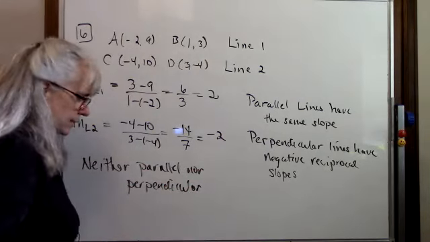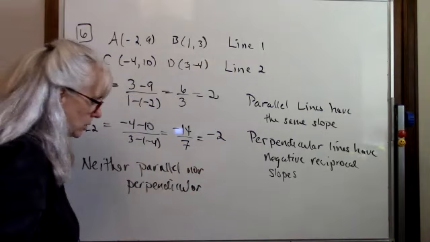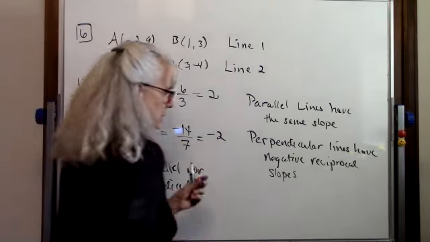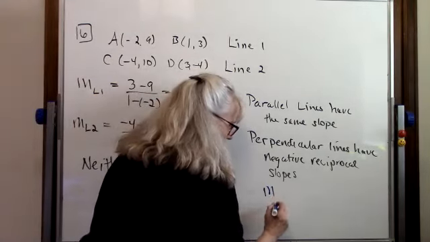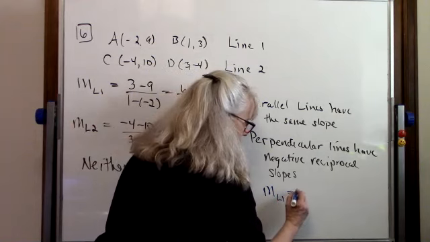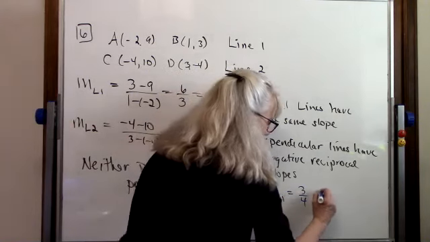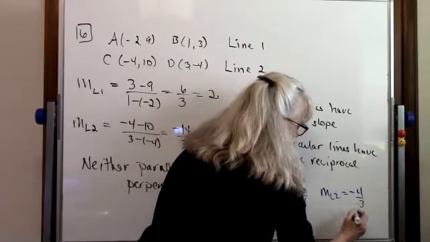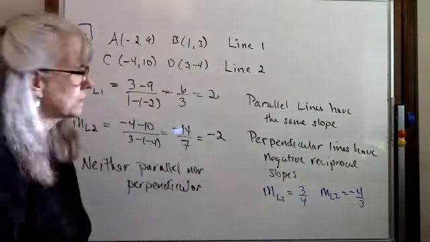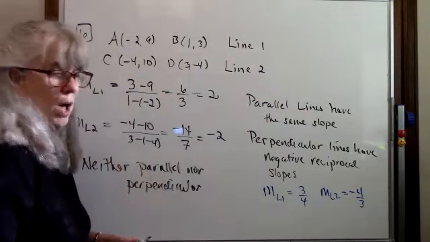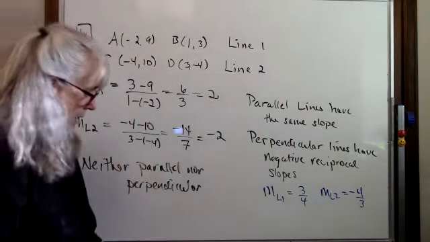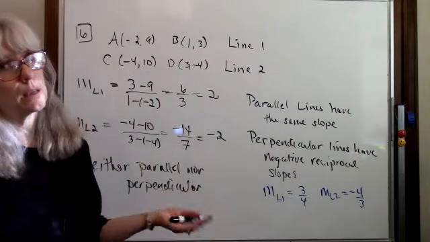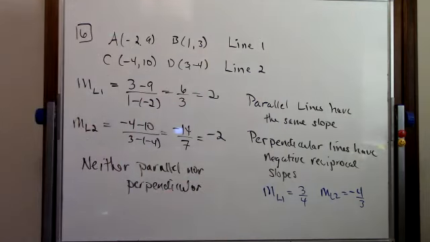Just to give you an example of perpendicular, let's say the slope of line 1 was 3 over 4, then to be perpendicular, the other one would have to have a slope of negative 4 over 3. And that's what negative reciprocal means. But we don't have that. So they're not parallel because they're not the same slope, and they're not negative reciprocals, so they're not perpendicular either.